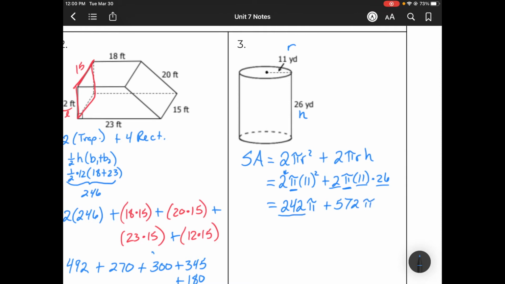But now these are like terms, so I'm going to add 242 and 572. In my calculator or on paper or in my head, I can add those, and I get 814, but then I still have to multiply by pi at the end. All we really did was combine these as like terms. So then I do 814 times pi, and I get a pretty big number, but that's okay. I get 2,557.3 square yards. Now, if you're getting things a little bit differently because maybe you got these as decimals first and then added those, that's okay. You should be getting pretty close to what I get.